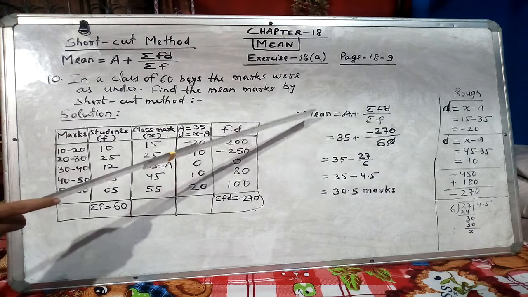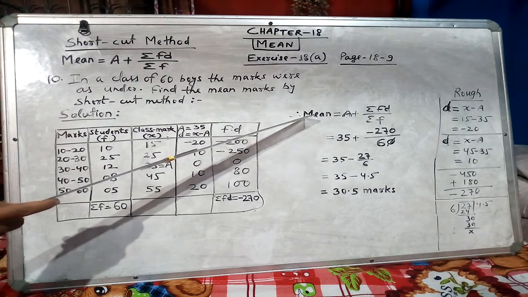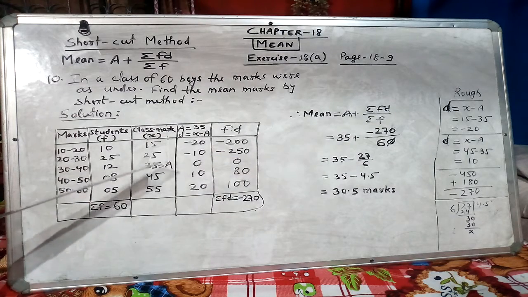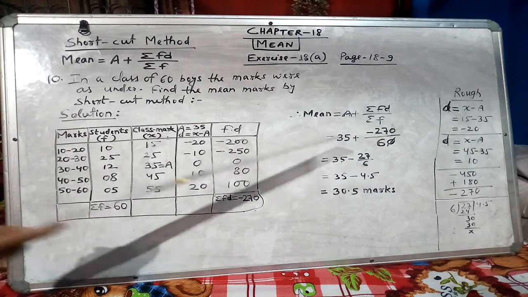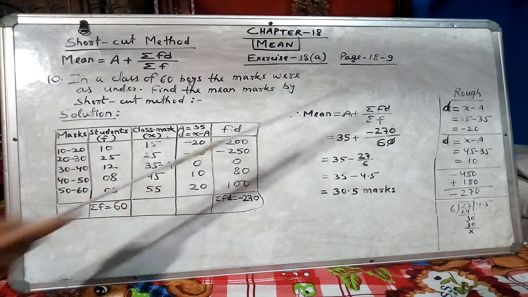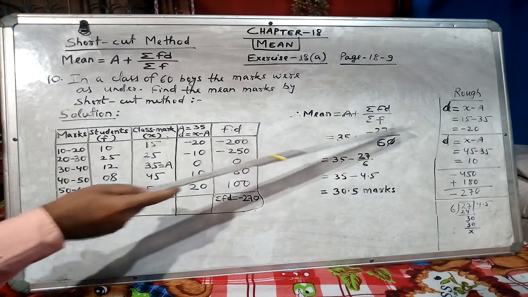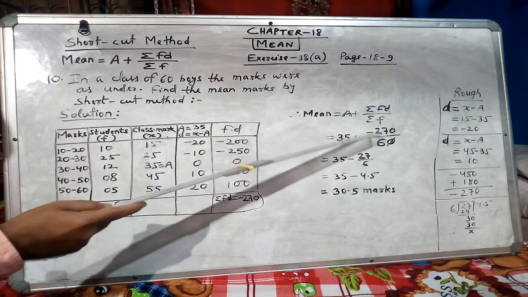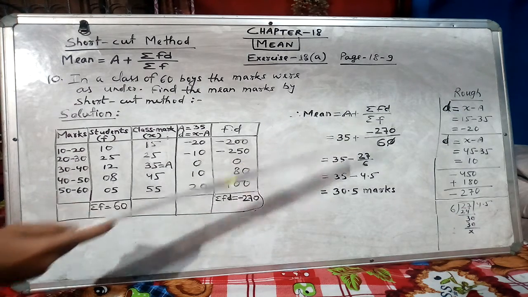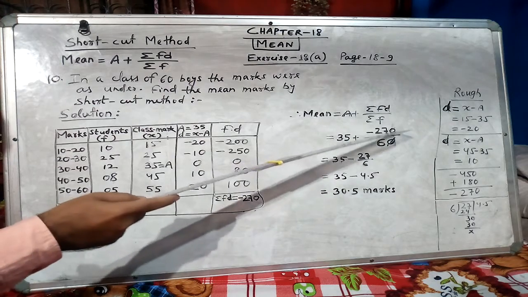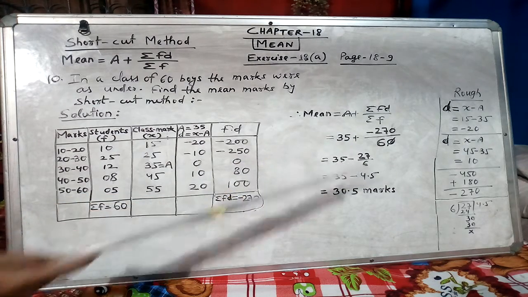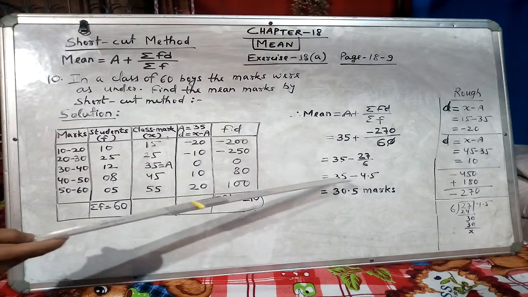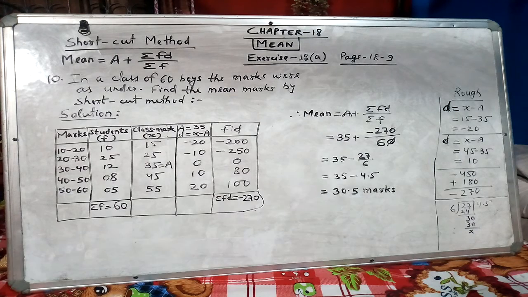Now I am applying the formula for mean by the shortcut method, that is a plus summation of fd by summation of f. A is 35. Here you can see a is 35. Here also I have written 35 plus summation of fd, which is minus 270, and summation of f is 60. Now plus into minus is minus. So 35 minus 270 by 60, the 0 cancels, 27 by 6. And 27 divided by 6 is 4.5. So 35 minus 4.5 is 30.5 marks.